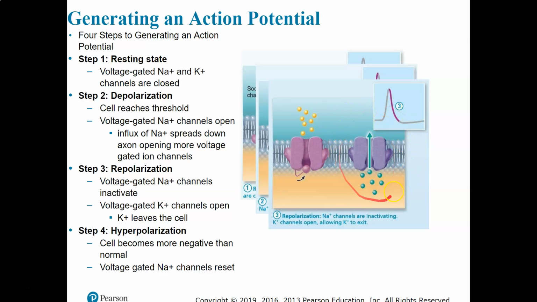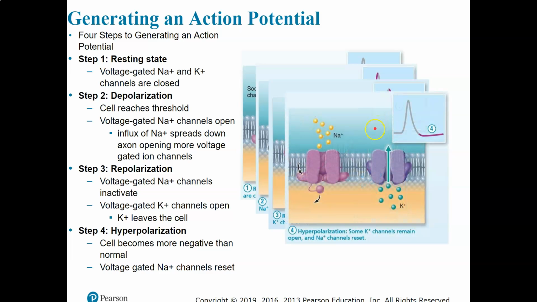Voltage-gated potassium channels open up. Potassium is going to leave the cell very quickly, repolarizing, and because the cell is more permeable to potassium than normal, we're actually going to hyperpolarize, become more negative than normal, which is what is going to reset the sodium channels so that they can open again to form another action potential if the cell reaches threshold again.